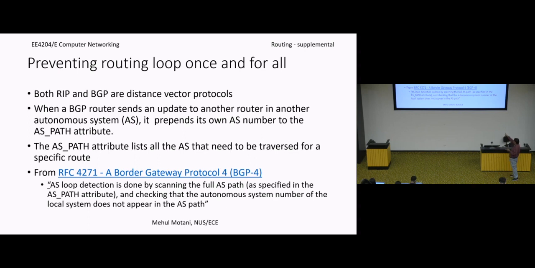Essentially a node is going to scan the full autonomous system path and check that the AS number of the local system does not appear in the AS path. So when I choose routes, when I choose the next node, I'm going to make sure to choose someone that I'm not in that path. It's called the path vector, or some people call it the path vector protocol. So it's an augmentation of distance vector. Okay, are we good?